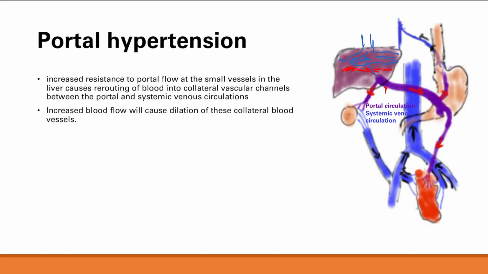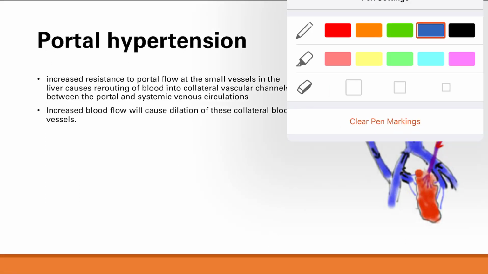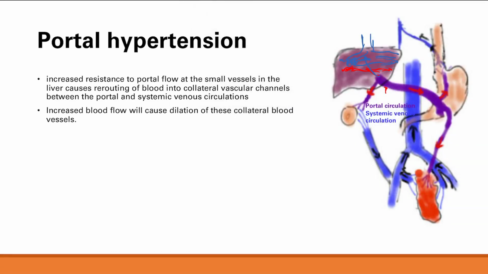But if there's high pressure here, maybe due to all this scarring, you have increased obstruction and resistance to blood flow in the liver. Blood doesn't want to go that way anymore. It's too much pressure. So it's going to go backwards, as you can see in these red arrows, okay? It's going to be rerouting of blood into collateral vascular channels between the portal and systemic venous circulations. So then that rerouting is going to cause increased blood flow. It's going to cause dilation of these collateral blood vessels.